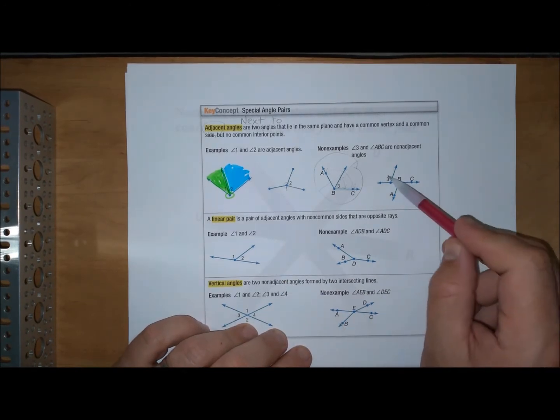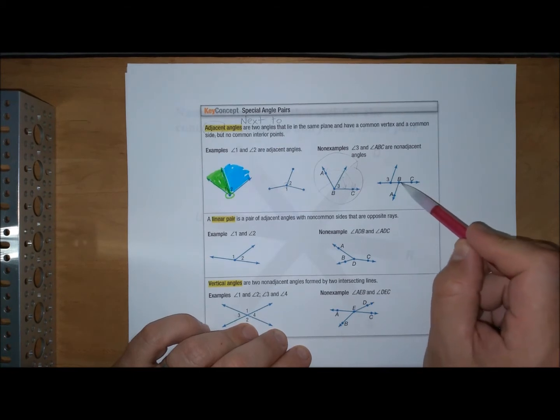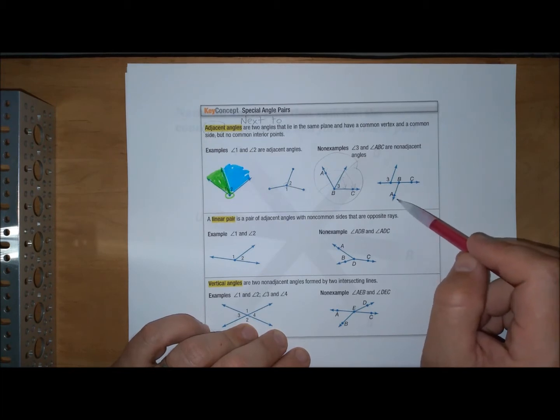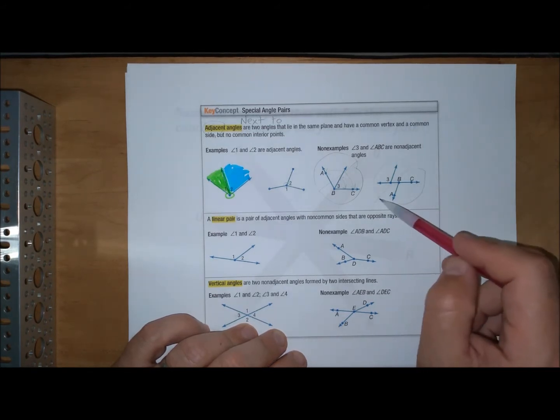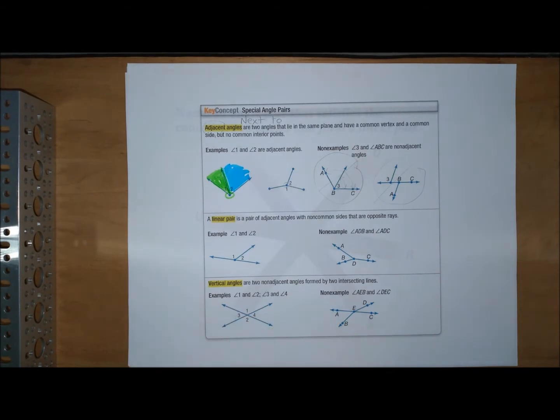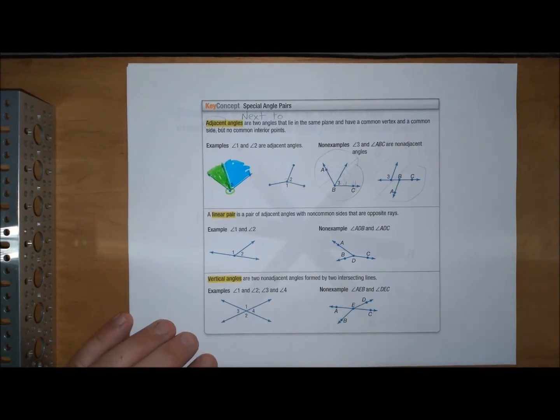And likewise over here, angle 3 and angle ABC, they do not even have a common vertex. They do not even have a common side. And even though they don't share any common interior points, they don't meet those other two conditions. So these angles are not adjacent. They're not next to each other. Okay. Next, we have linear pairs.